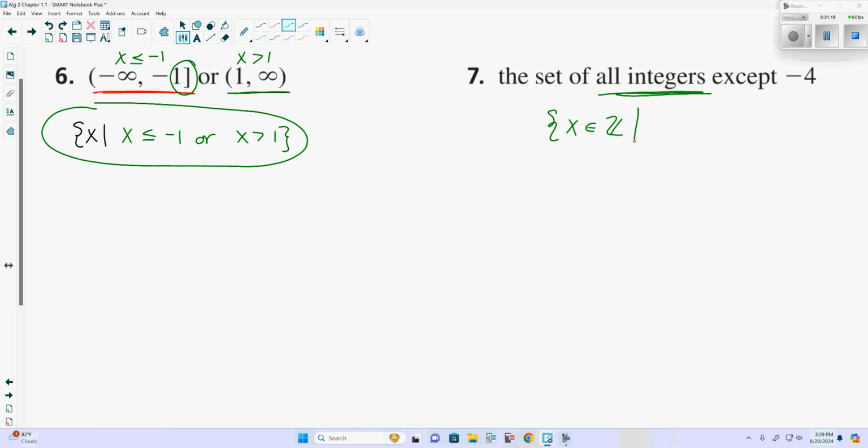So we're saying it could be anything except -4, yes? So x cannot equal what? And that's it. Questions on this here? Questions on anything so far? We're ready for the last two.